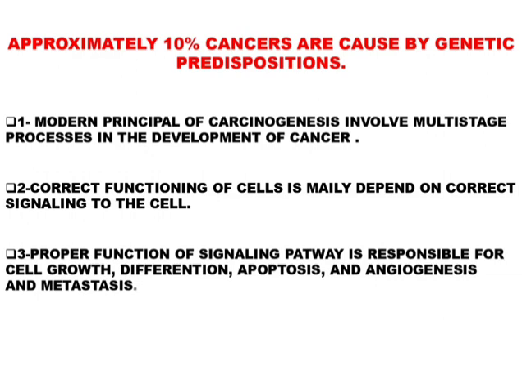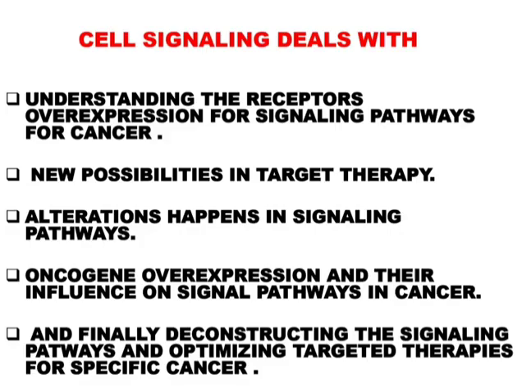So what does cell signaling deal with? Basically, understanding receptor overexpression and signaling pathways in cancer, and new possibilities of targeted therapy. If you discover a new receptor, you can design anti-receptors by genetic engineering, and then you can impose the targeted therapy. We will also discuss how alterations happen in the signaling pathway and how it alters. Then oncogene overexpression and its influence on the signaling pathway in cancer, and finally deconstructing the signaling pathway and optimizing the targeted therapy for a specific cancer. So that is all that cell signaling deals with.